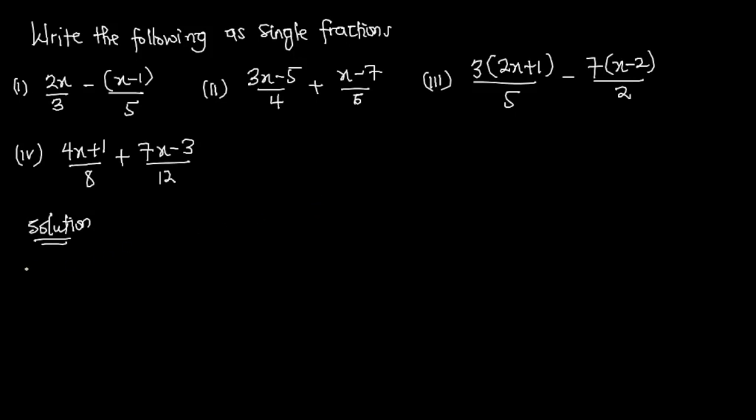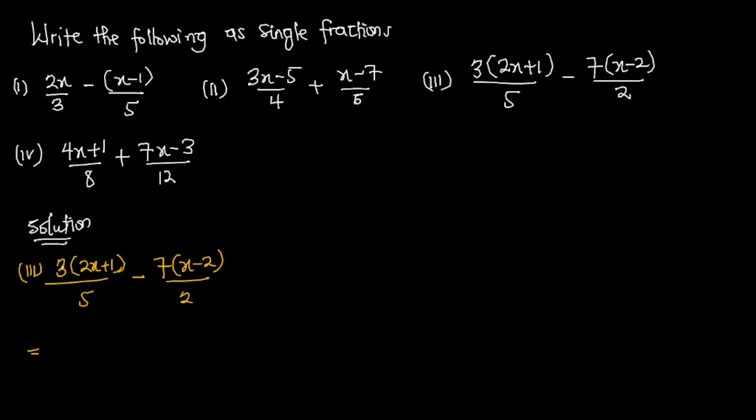Alright, so for our third expression, we have 3(2x + 1)/5 − 7(x − 2)/2. Now, what I will recommend for you to do first is to expand the brackets to have the numerators in a linear form before you go ahead and find their common denominator and simplify the expression.